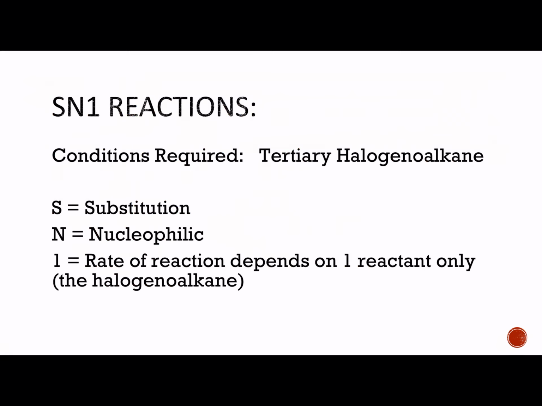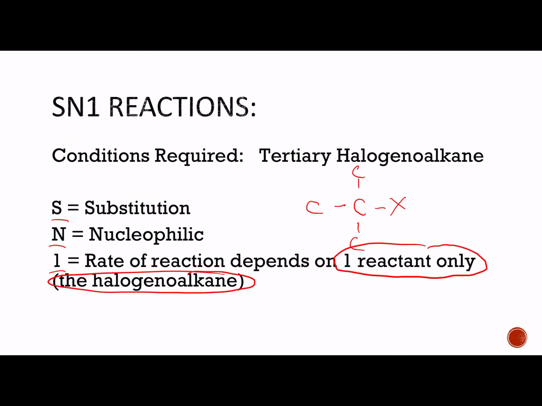All right, for SN1. The condition required is a tertiary halogen alkane. So for an SN1 mechanism, your halogen alkane needs to look like this. And so this is a nucleophilic substitution, and the rate of reaction depends only on the halogen alkane. It does not depend on the nucleophile.